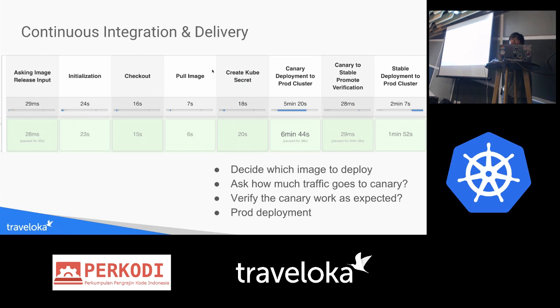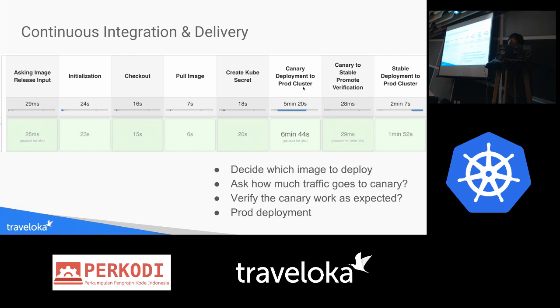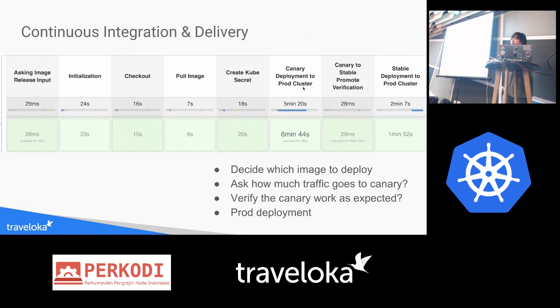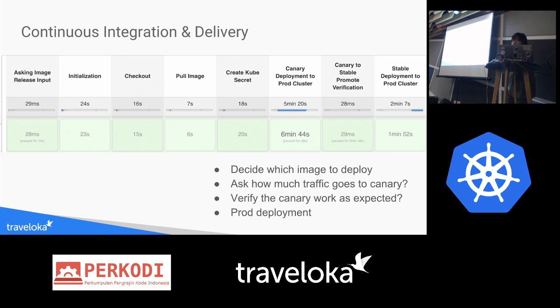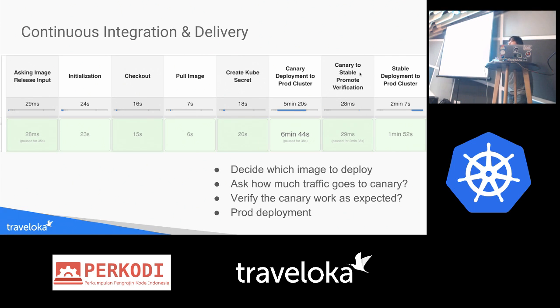And then after we pull the image, we create a Kubernetes secret, and then we run Canary deployment. In this part, we can decide how much traffic needs to go to Canary. Whether it's going to be 5%, 10%, 25, 50, or 70. But most of the time, we're only using 10. It's bigger than usual, because usually Canary traffic is only 1%, but it's okay. And after that, we have Canary to stable promo verification, basically to verify whether this Canary deployment can be deployed to production. And it will ask you whether you're going to deploy it to production or not. If you say yes, then the stable deployment to production will be executed. So this is how we deploy the application to production.